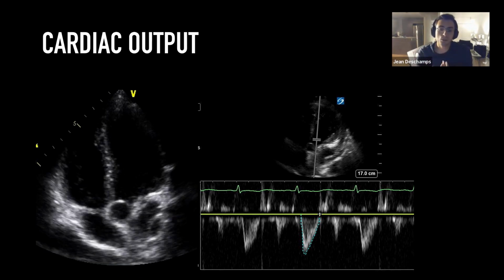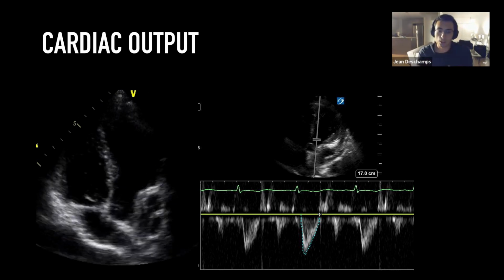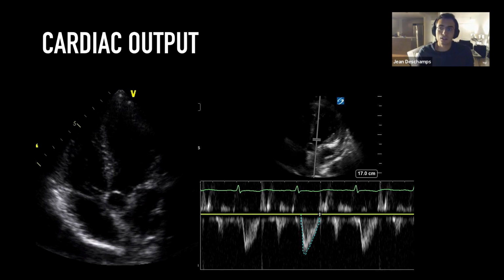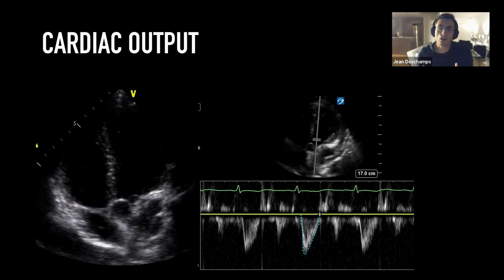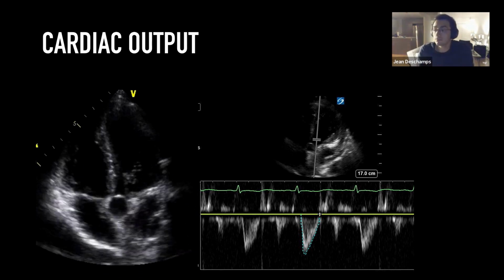Classically, we look at a percentage change of more than 12 to 15% in response to manipulation, in response to the VTI increasing. But that probably is going to be even better if you multiply by heart rate, because you'll get also the heart rate response involved, which is part of the cardiac output.